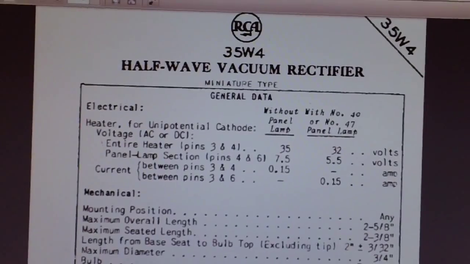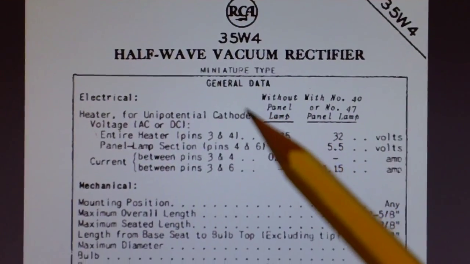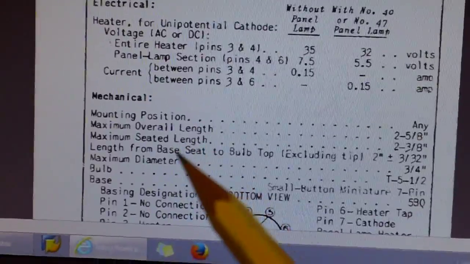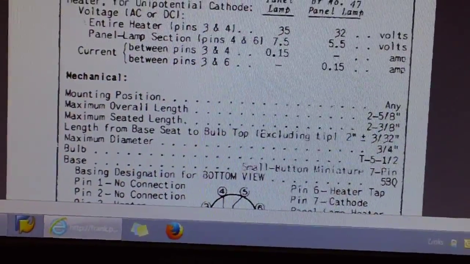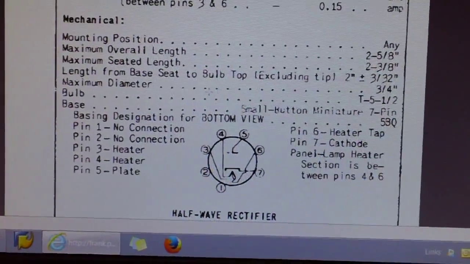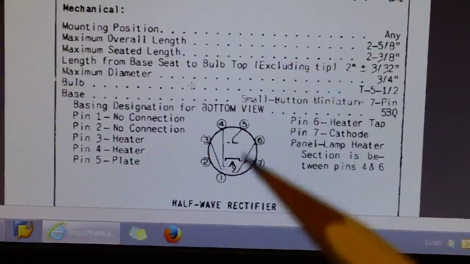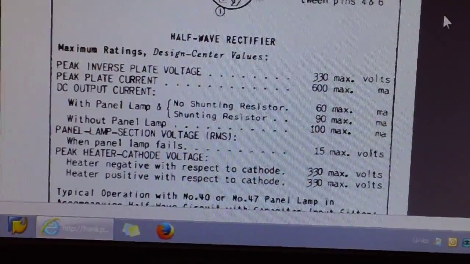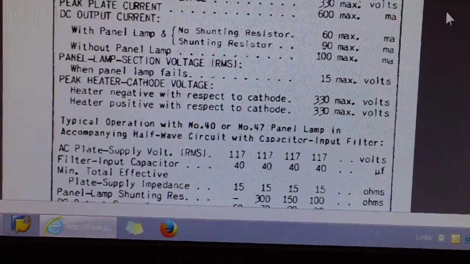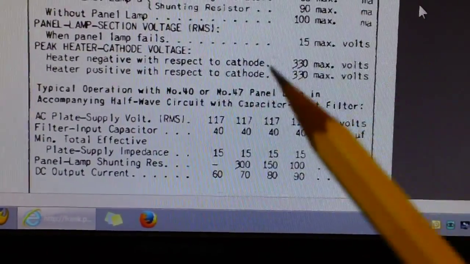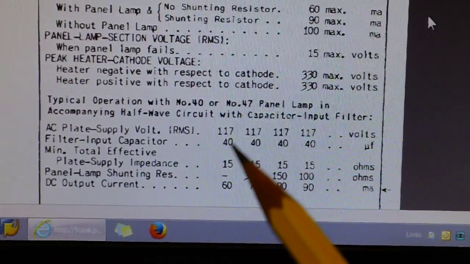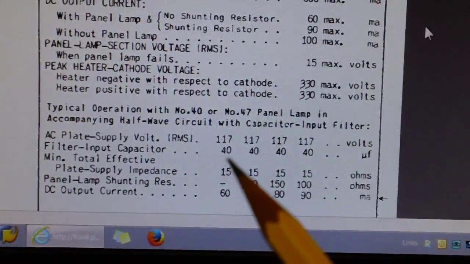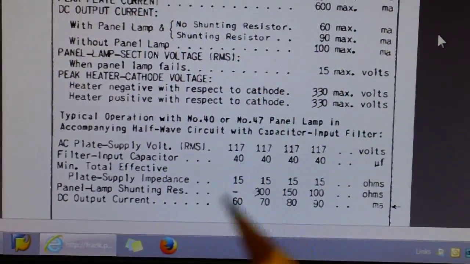Let's take a look at the data sheet for a 35W4, which is our rectifier in this radio we're working on. It tells you the heater voltage, how to mount it and everything else. This is just a handy little website I found. It shows you the different pins on the tube and what they're connected to. Coming down, I see that the filter input capacitor for this tube should be 40 microfarads. That's the first electrolytic capacitor after the tube.